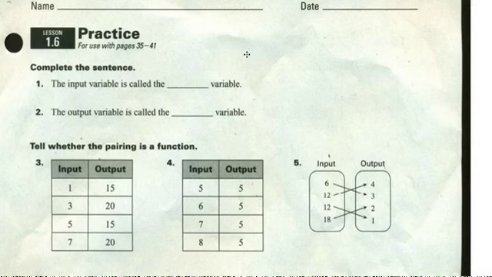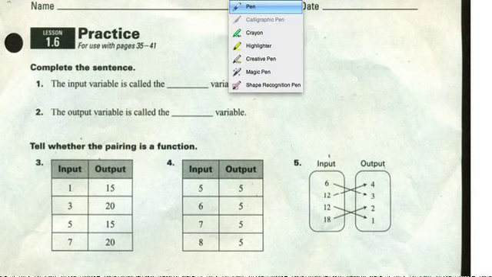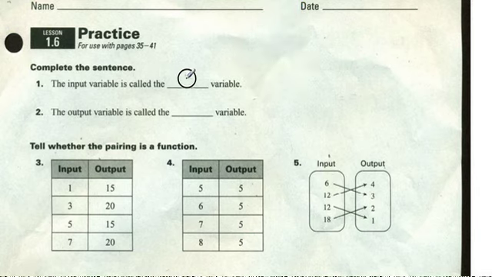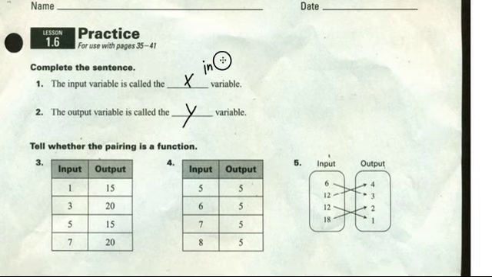Okay, so it says complete the sentence. The input variable is called the, that's an easy one, the x variable. The output variable is called the y variable. The reason it's the input is because you must start with that to get the output. Okay? Tell whether the pairing is a function.